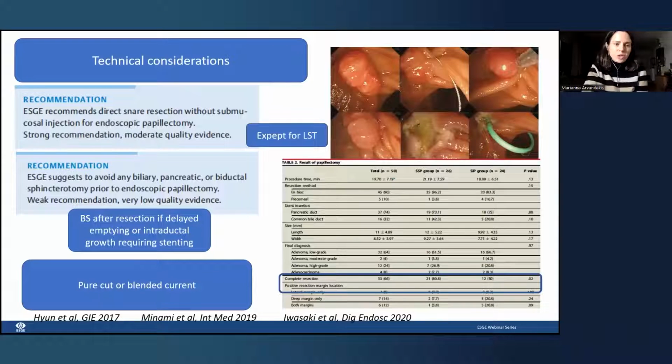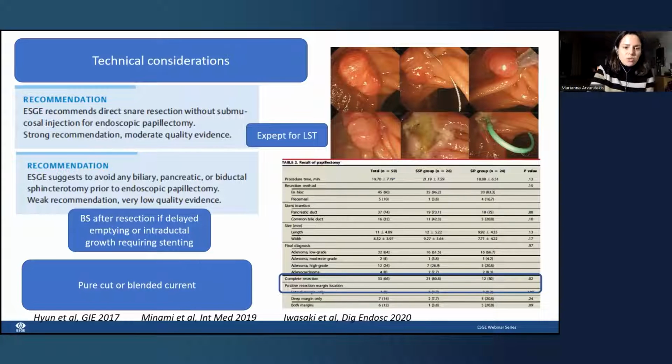Technical considerations for ampulectomy. No submucosal injection for endoscopic papillectomy, only if there is a lateral extension. And Helmut referred to this randomized controlled trial where finally the injection really didn't offer anything, and the group without injection had a better complete resection rate.